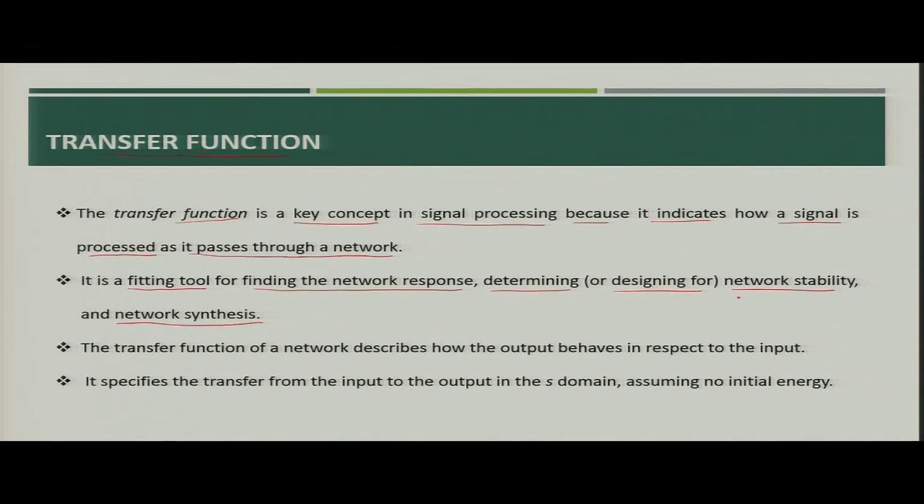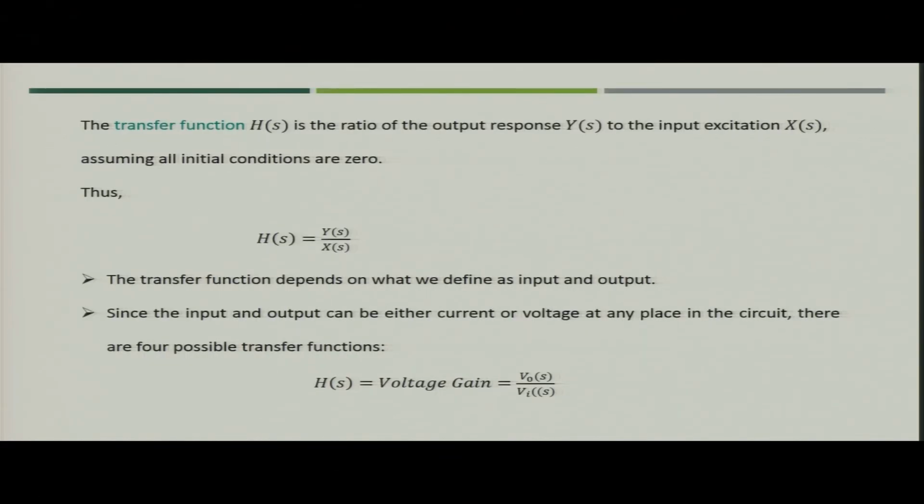We will discuss the application of the transfer function when we discuss the network stability and network synthesis concepts later in the course. Now, the transfer function of the network describes how the output behaves with respect to a particular input, and how, we will see in the next slide. And it specifies the transfer from input to the output in S domain, assuming no initial energy.